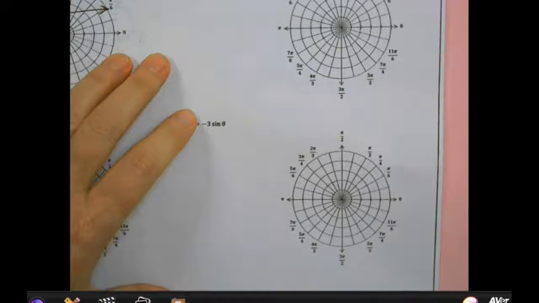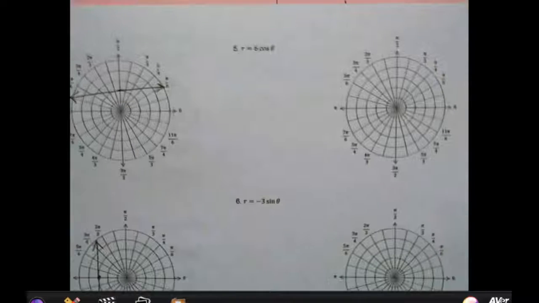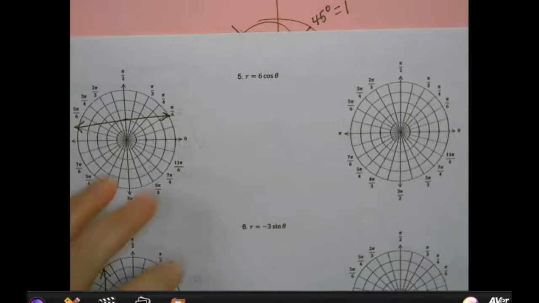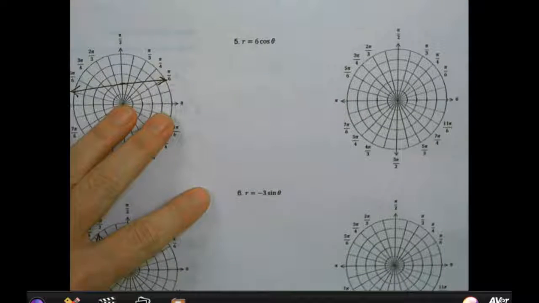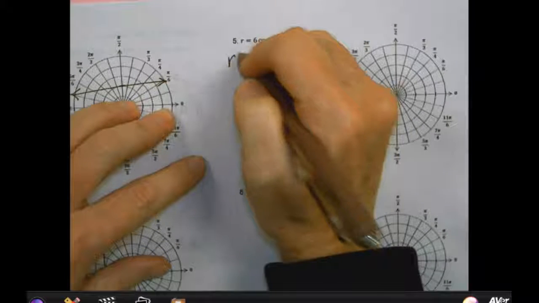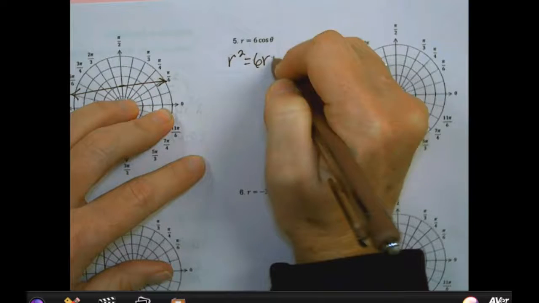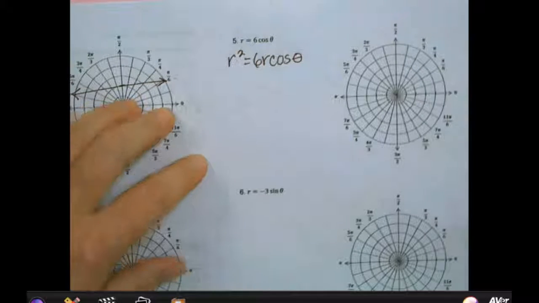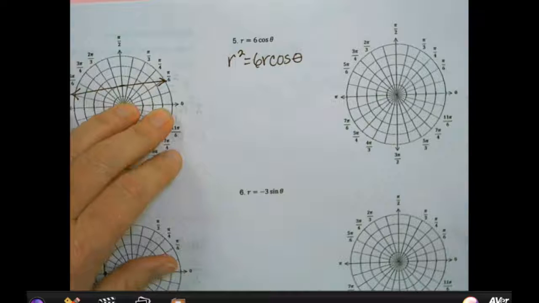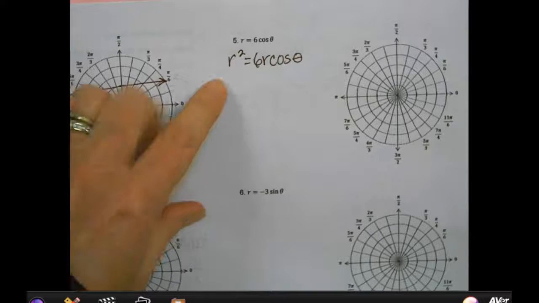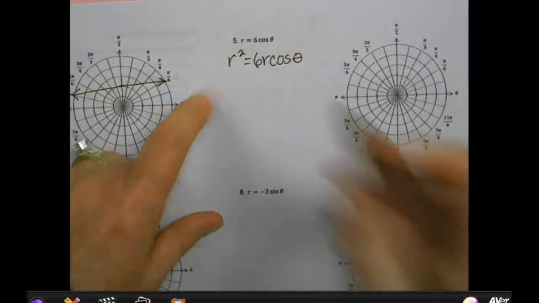So the first thing I'm going to do is multiply both sides by r. So I'm going to get r squared equals 6r cosine of theta. Okay? So r squared is x squared plus y squared.